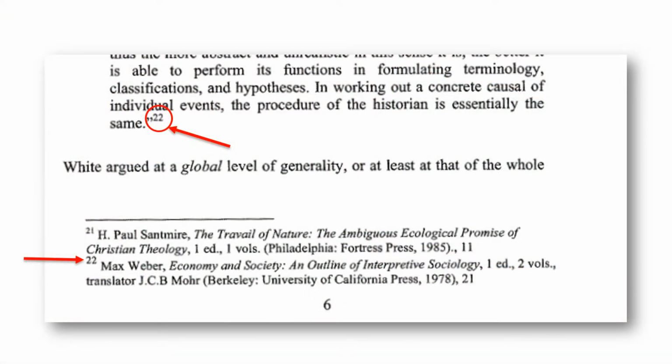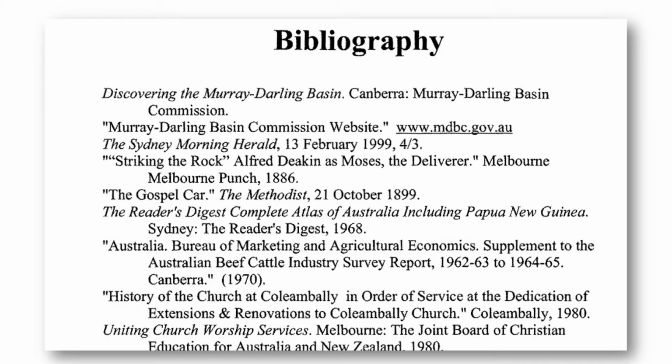A citation in the text of the document shows that the information comes from a published source. A reference list or bibliography at the end of your assignment is where you provide full publication details of the sources of information you have used to write your assignment. This appears at the end of your assignment.